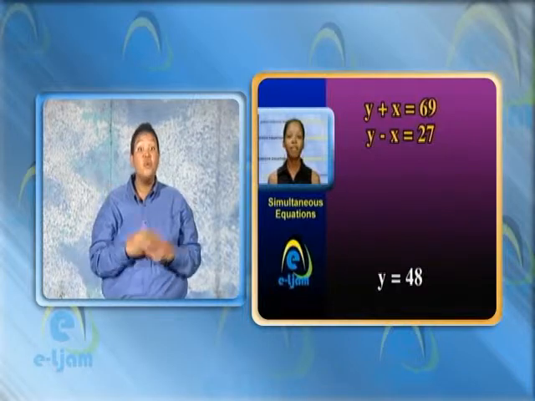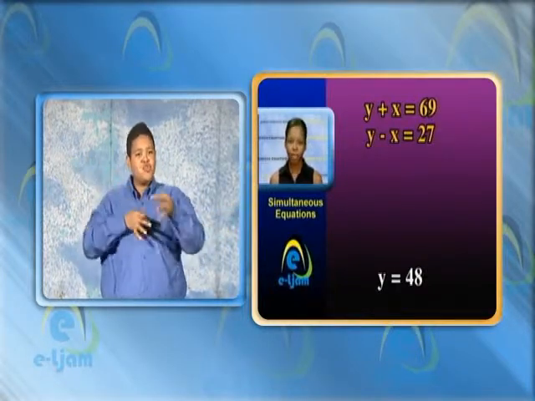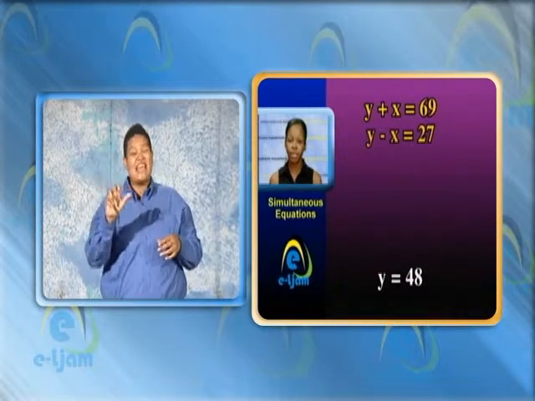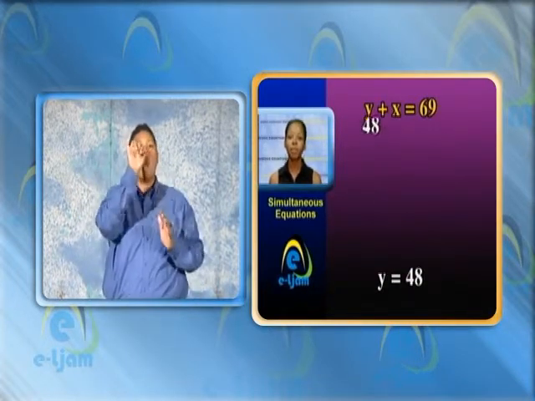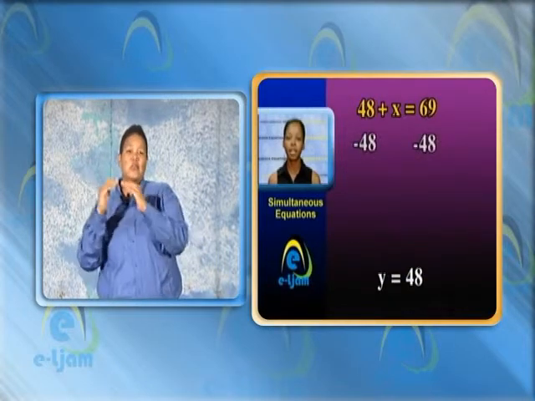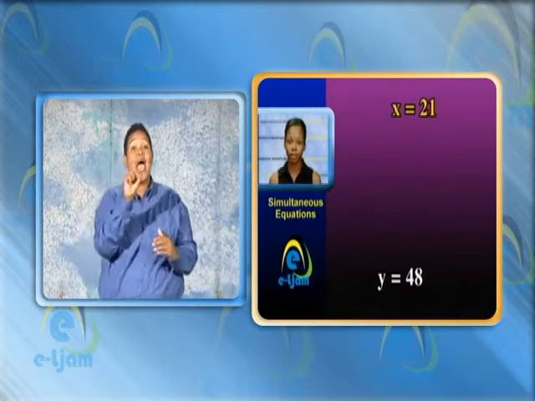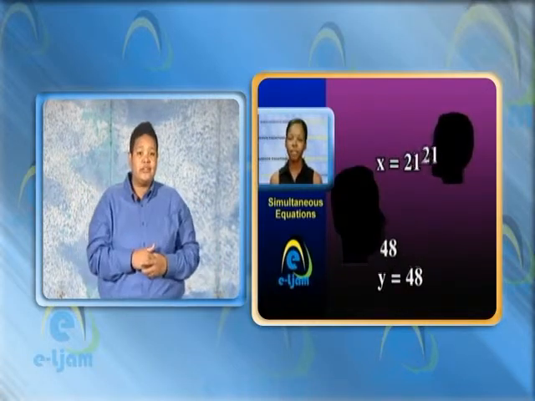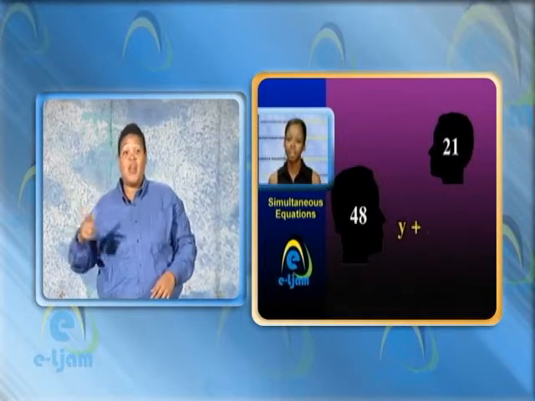Now that we have a value for y, we can now substitute 48 for y in any equation. So if we choose equation 1, then x plus 48 equals 69. So x would be equal to 21. Therefore, Richard is 21 years old and Raymond is 48 years old.